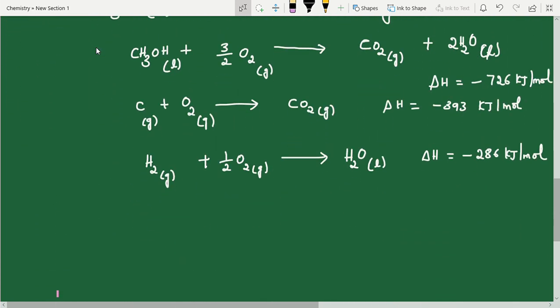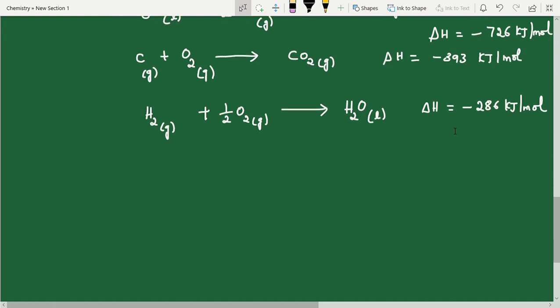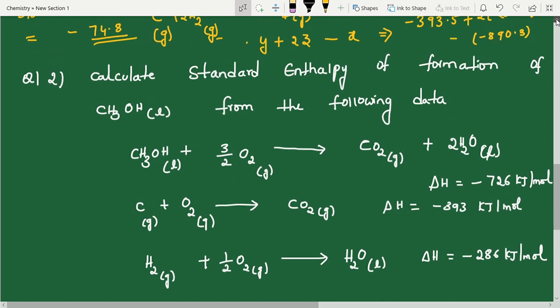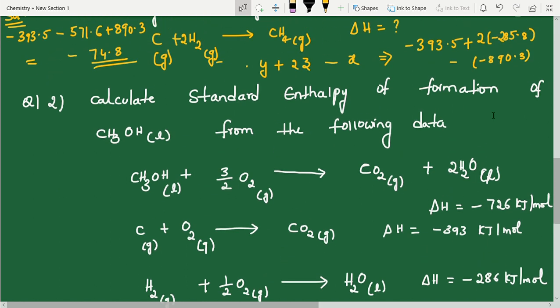What is the question? Calculate the standard enthalpy of formation of methyl alcohol from the following data. See, methyl alcohol formation they are asking, but here they have given methyl alcohol combustion. This is combustion, giving CO2 plus water, this value they had given. So let it be, take it as X.